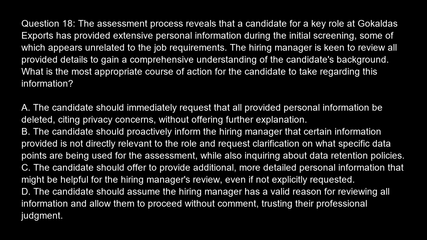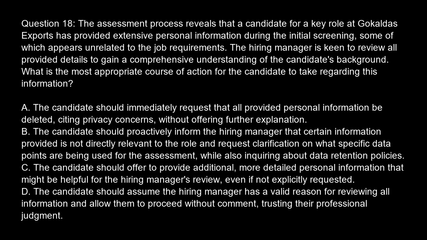Option A. The candidate should immediately request that all provided personal information be deleted, citing privacy concerns, without offering further explanation. Option B. The candidate should proactively inform the hiring manager that certain information provided is not directly relevant to the role and request clarification on what specific data points are being used for the assessment, while also inquiring about data retention policies.